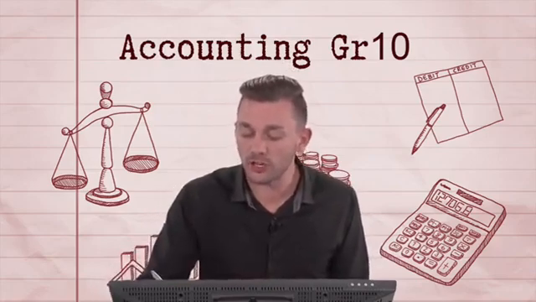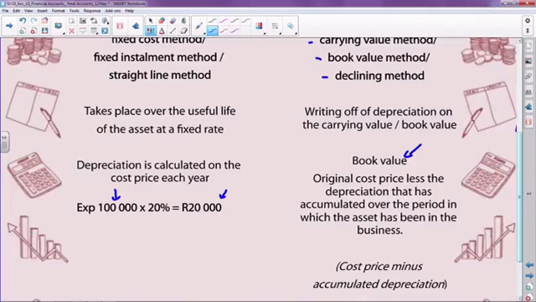Firstly, you need to calculate your book value. Now, how do I get the book value? I need to take the cost price minus all the value lost, so therefore the accumulated depreciation from all the previous years, and then you'll get the book value, or I can call this the carrying value.